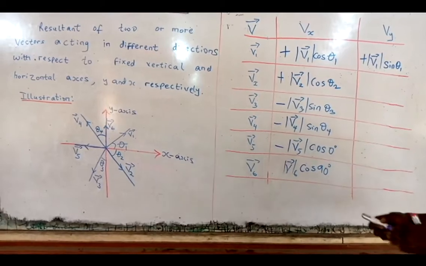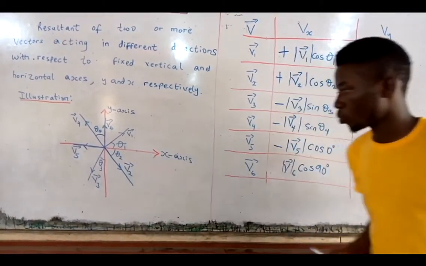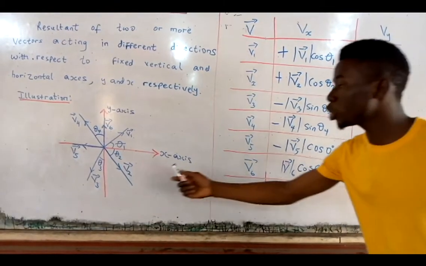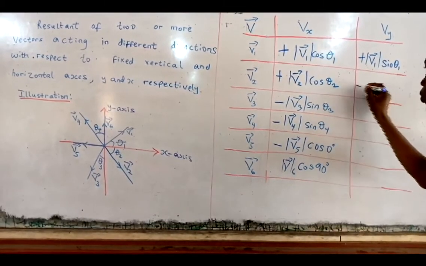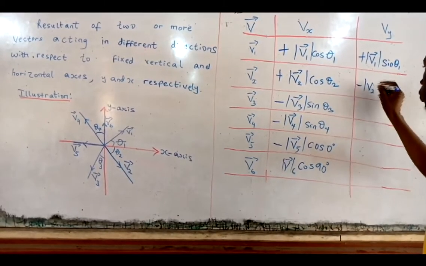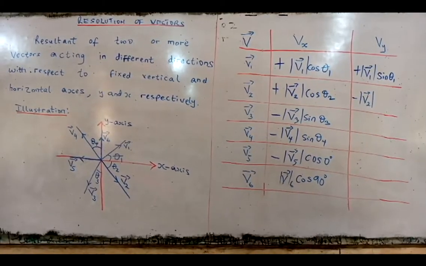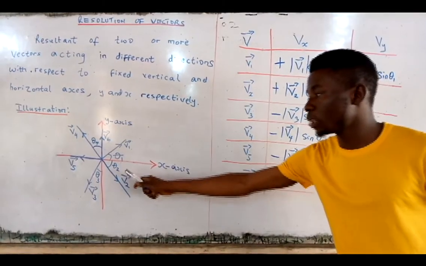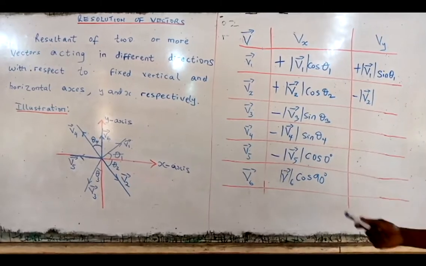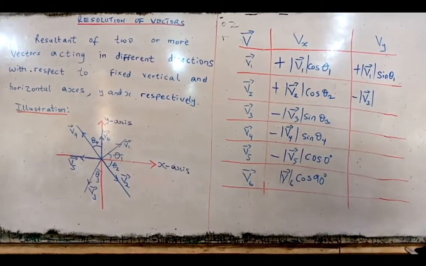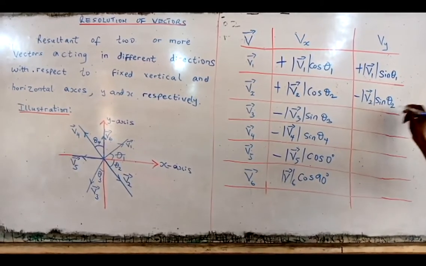Now, moving further to vector v2. v2 is below, which implies that we are not going to make use of the positive value of v2. We are going to make use of the negative value of v2. Now, let us proceed to the angle. Vector v2 is making angle theta 2 with the x-axis, but as you know, we are dealing with the y-axis presently. Definitely, sine of the angle is what we will use.